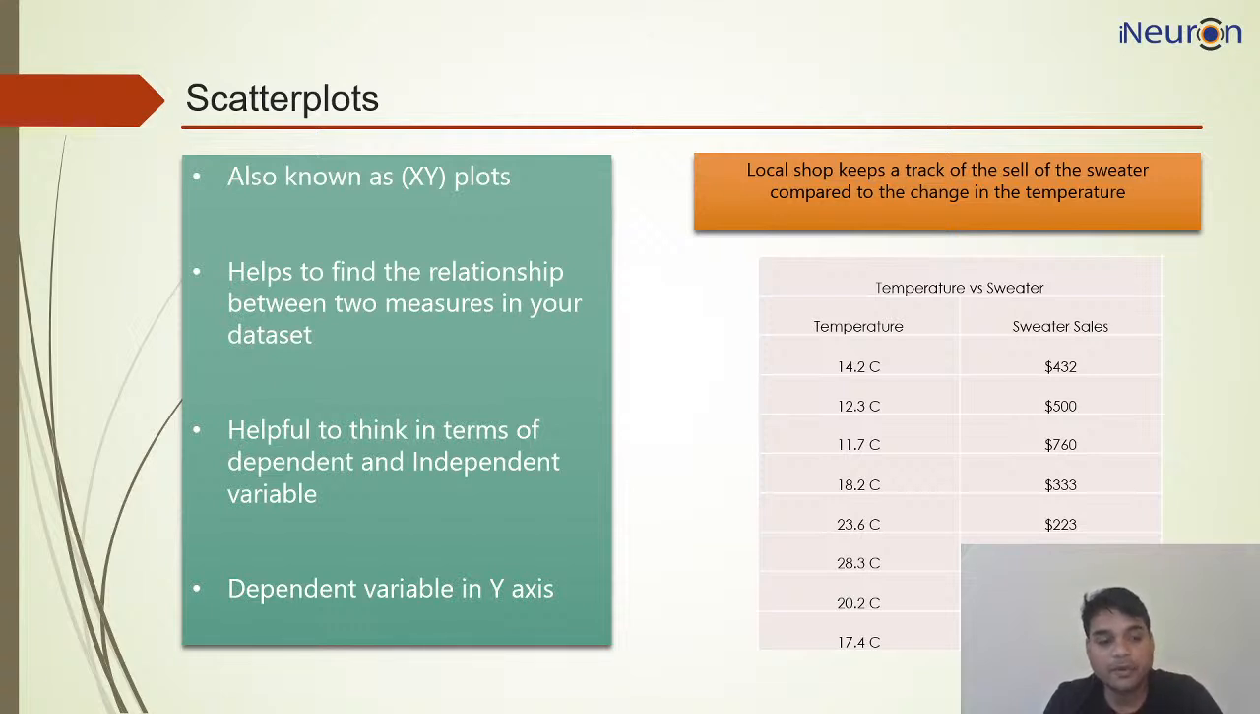So the dependent variable over here is sales, because the sales is dependent on the temperature, and as per the rules of scatterplot, the dependent variable should always be in the y-axis and the temperature is the independent variable. Now another example which we can take is income and expenses. Now you can think what is a dependent variable and what is an independent variable.